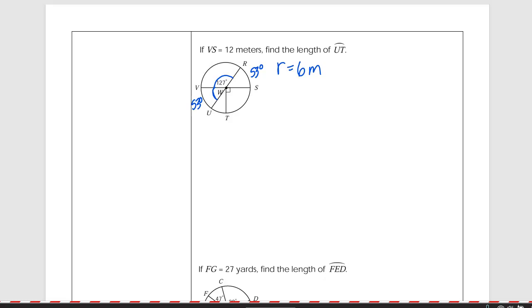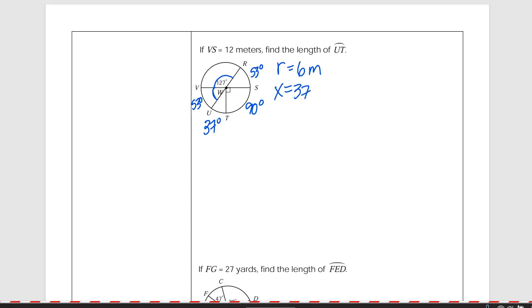And that means that UT is going to be, this is 90 degrees. If we wanted to, we could just do 360 minus all of these, minus 180 minus 53. Or we can see that all three of these will add up to be 180, which means that it's just 180 minus 90 minus 53. Any way that you do it, we should be able to find that UT is 37 degrees. So that means that x equals 37.